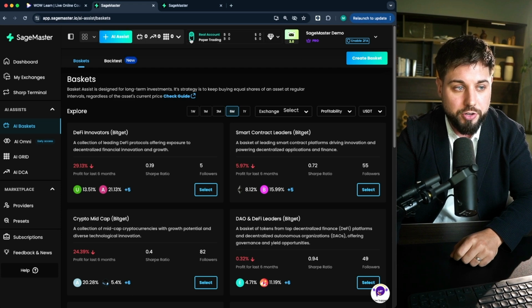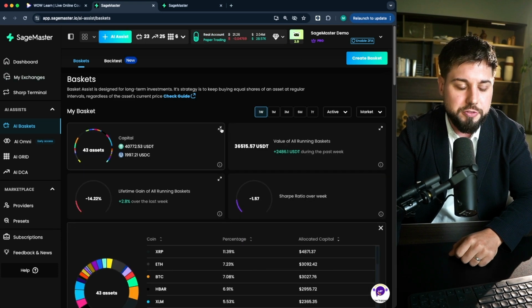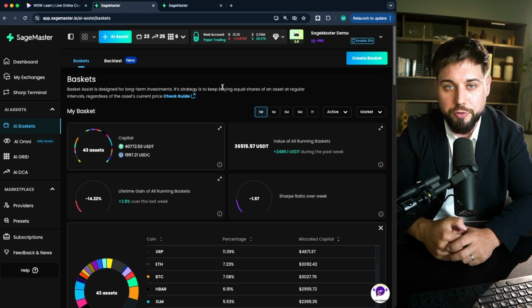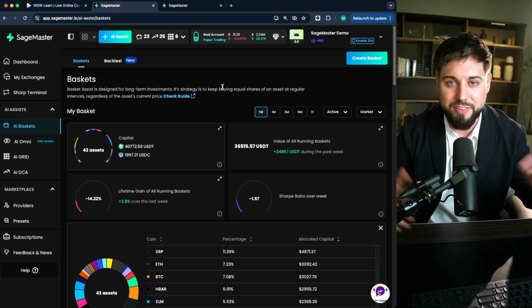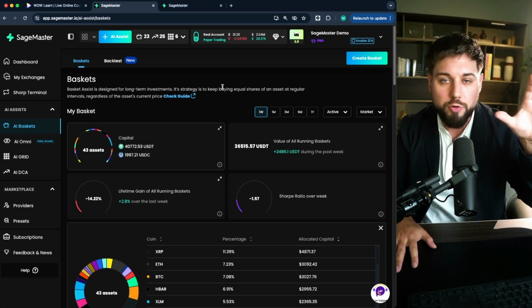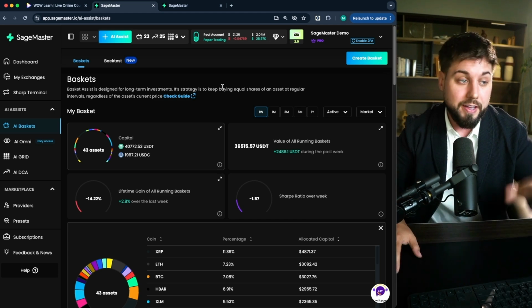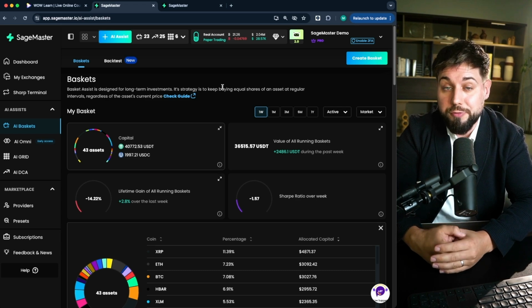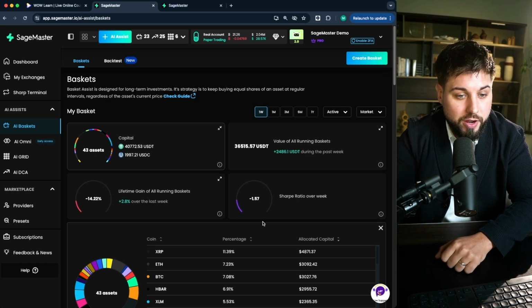With SageMaster's AI Basket, it enables you to utilize the same strategy, but you are always in full control over your funds. This is not custodial. This is not some kind of investment. You have, of course, your account connected where you have the money on the exchange you want, and now you can run a basket which is automatically balancing your portfolio every week based on your own configuration. I'll show you how this works.